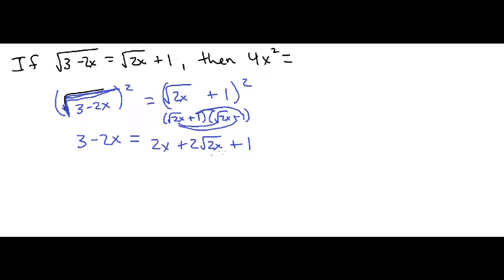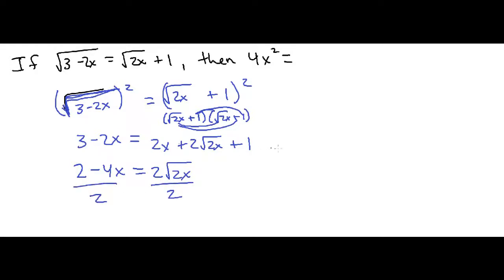So from here, I'm going to continue to simplify. I still have a radical sign, so that's really what I want to try to isolate and get rid of. So I'm going to subtract 2x and subtract 1x, basically bring them over to the left side. So I'm going to get 2 minus 4x equals 2 root 2x. Again, feel free to pause the video at any time and work through those steps. I kind of just did them in my head.